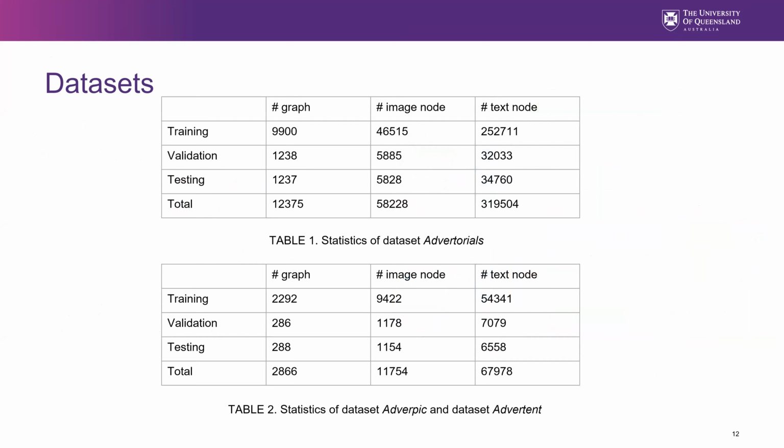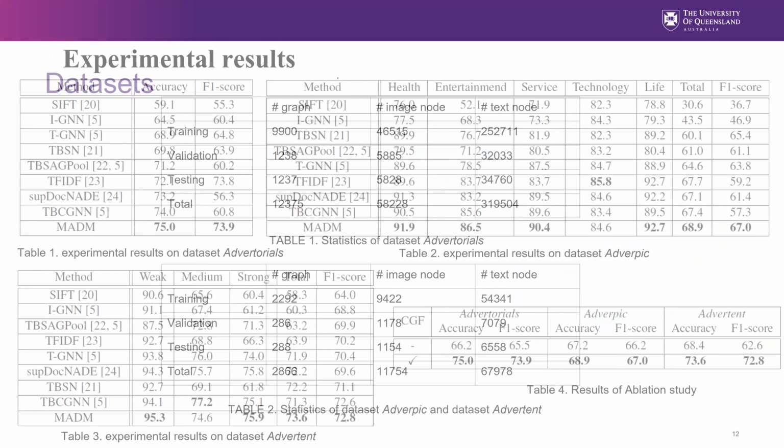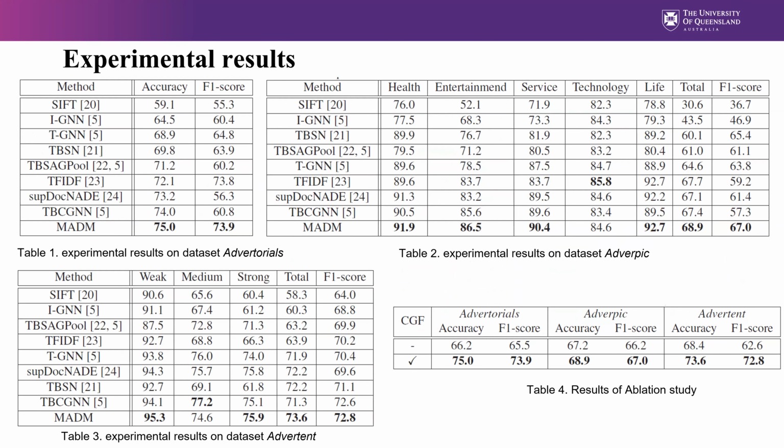And here are the data sets used in the experiment. The experiments are conducted on 3 data sets, and there is no imbalanced data problem. Table 1 and table 2 show the statistics of the 3 data sets. And here are the experimental results in the paper. The last row is the proposed method.